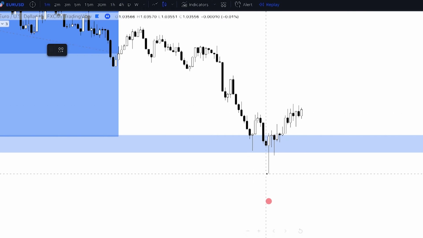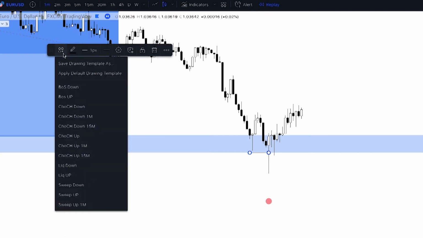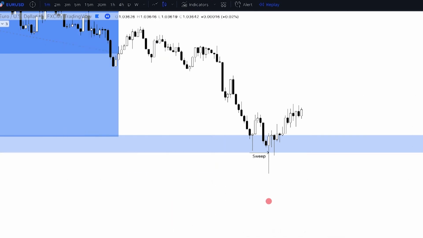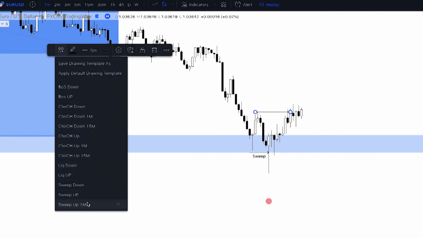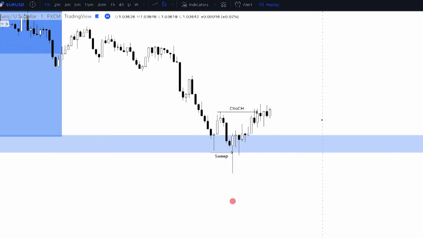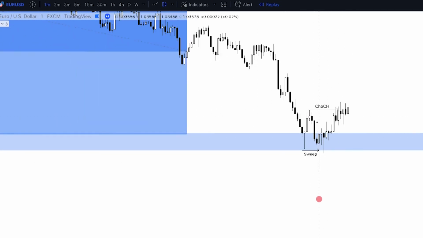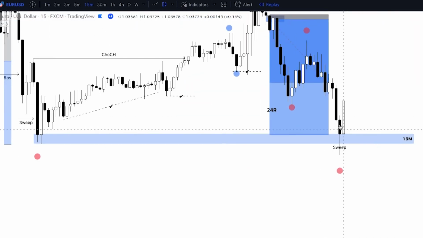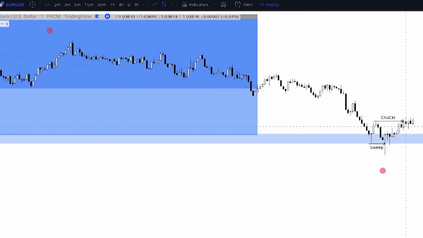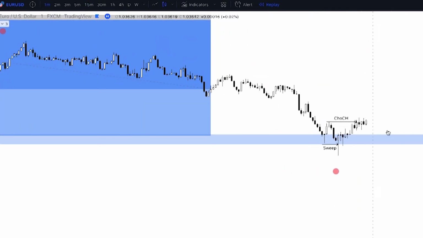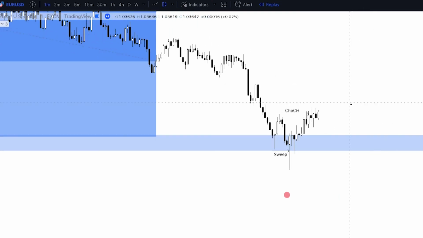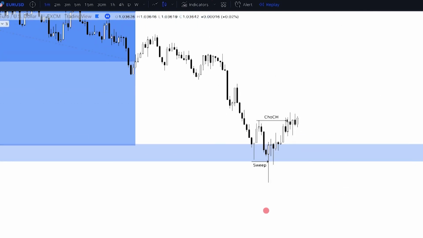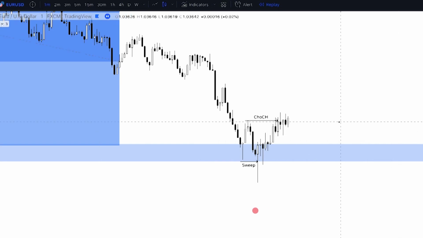Okay, so this is sweep down, and this is our choch up. So we tapped in. In 15 minutes time frame, we just tapped in here and we got a confirmation on 1 minute time frame that the trend is going to reverse from here. It can be reversed. Let's take a trade on this flip zone. If we get a good entry, then let's see.